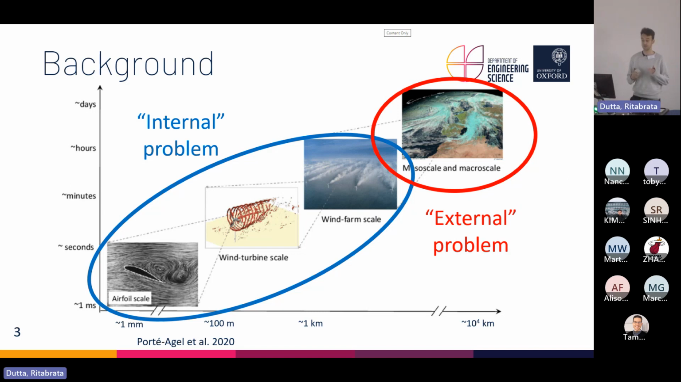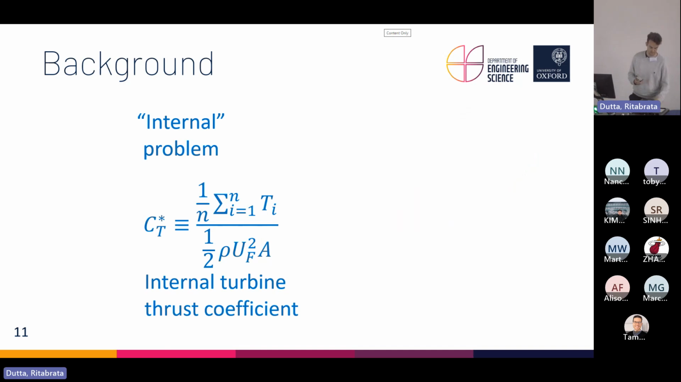Today I'm going to be talking about the internal problem because we're trying to better predict the interactions between turbines in our wind farms. A key parameter for the internal problem is the internal turbine thrust coefficient, and this is used to calculate the turbine drag. This is important because for large wind farms, most of the wind farm drag comes from the turbine thrust. This parameter predicts how the turbine thrust changes with wind speed within our wind farm.